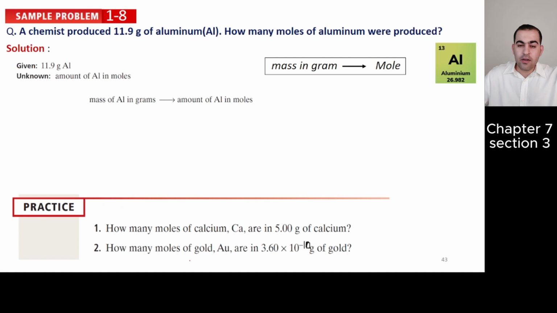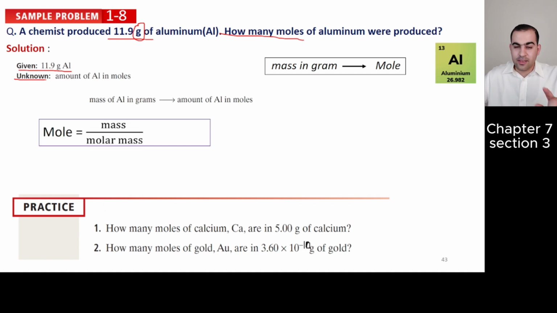Okay, here guys, that's a different question. It says a chemist produced 11.9 gram of aluminium. How many moles of aluminium were produced? What's given? Gram. Just know, guys, g is the symbol of gram, so gram is the unit of mass. So what's given? Mass is given. Then it asks for how many moles. So mole is unknown. So we change mass in grams to mole. Given mass, unknown mole.